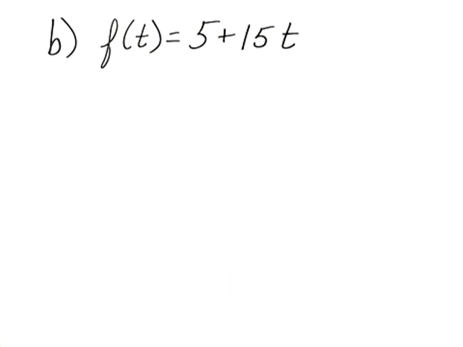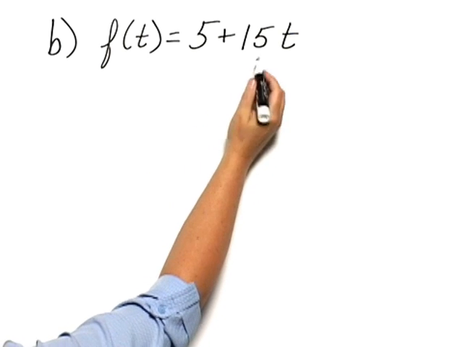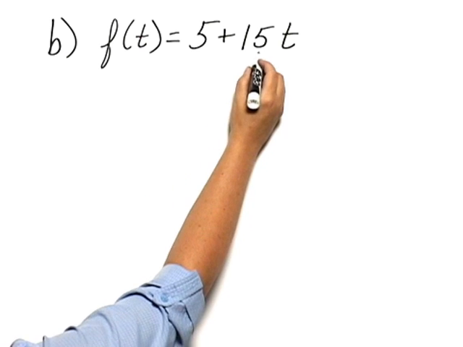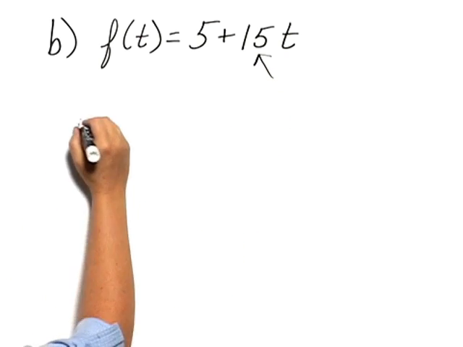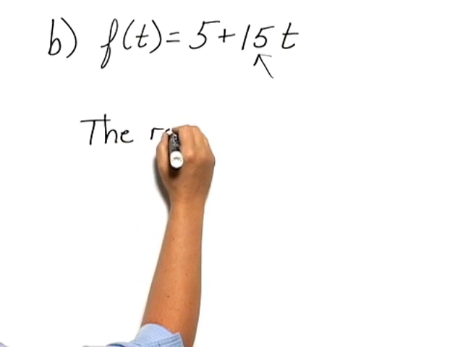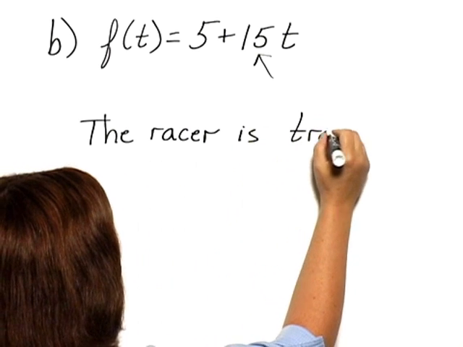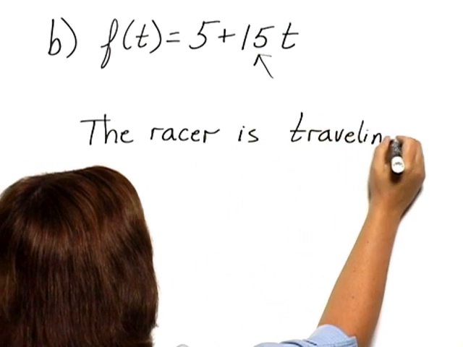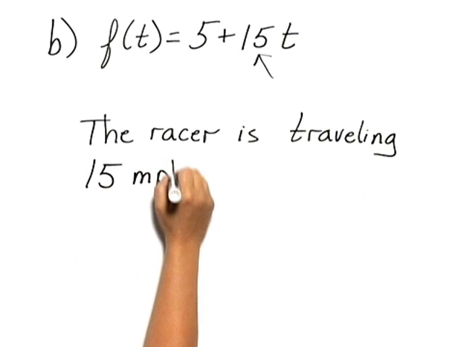For part B, we again look at the function f of t equals 5 plus 15t. We want to find the rate at which the bicycle racer is traveling. The rate would be the number multiplied by t, which would be the slope of the line. So we can read directly from this equation that the racer is traveling 15 miles per hour.